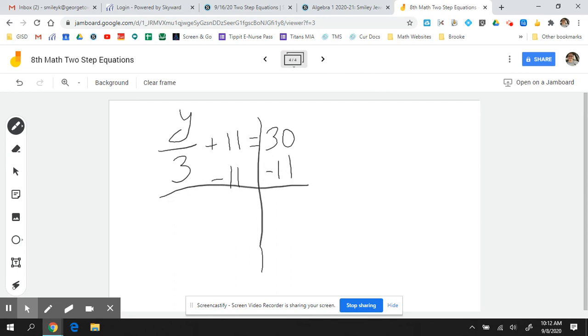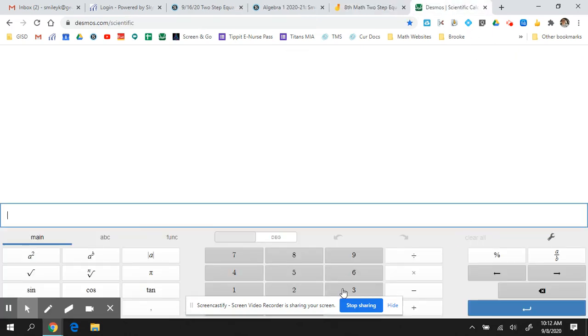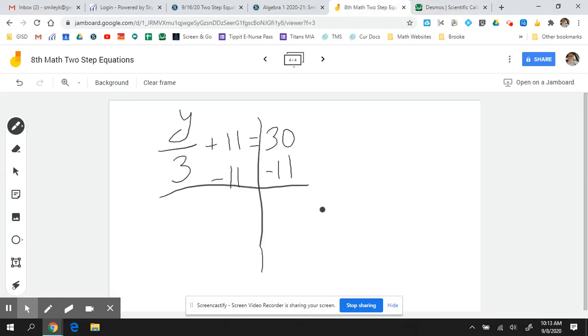Now, if you need to, you can go pull up a tab. If you need to pull up a tab, go to your calculator. You can go to Desmos, or whichever one you want. Calculator-wise, you can pull up your phone calculator. And then 30 minus 11, and you get your 19. Remember, you can use a calculator on all of this if you would like. So we got 19.